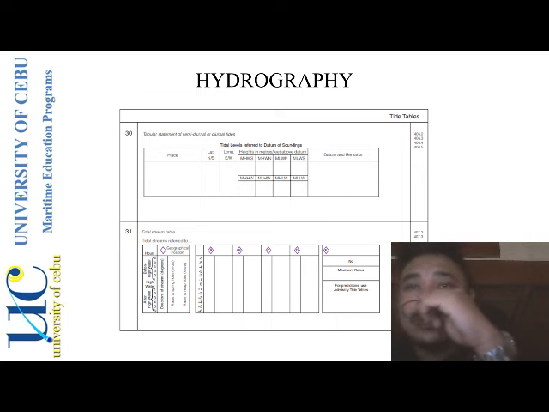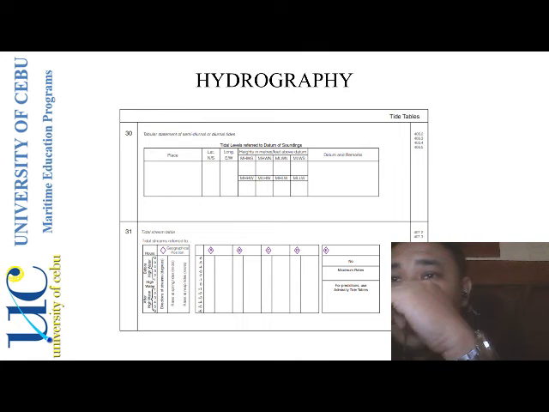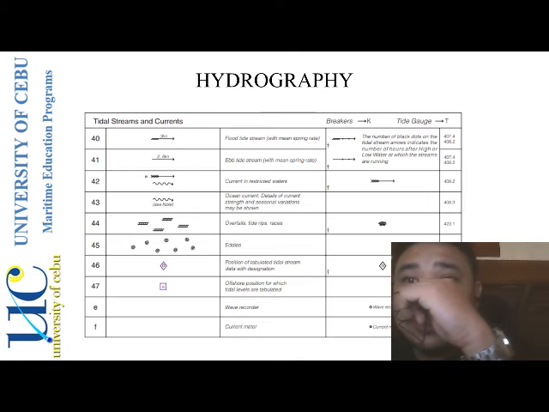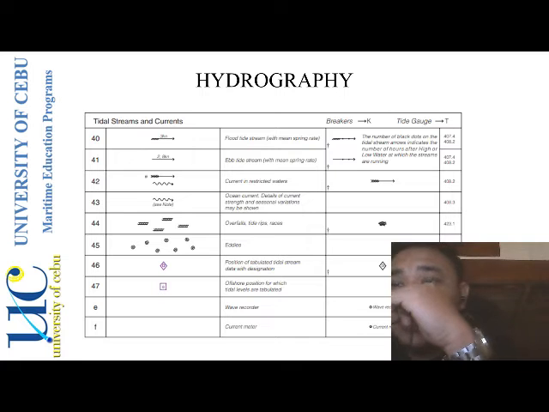So 30. The tabular statement of semi-diurnal or diurnal tides. So the place and the tide level refers to the datum section. So this is the tide tables, guys. So tidal stream table. So this is the hours and the geographical position and the maximum rates for the use of the Admiralty tables. So the tidal streams and the currents. So this is the logo. So this is the flood stream with mean spring rate. So the breakers and the tide gauge.